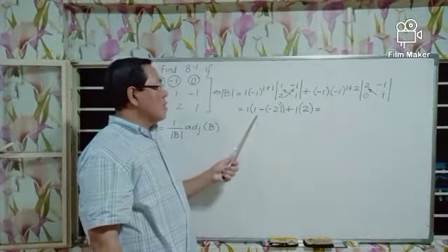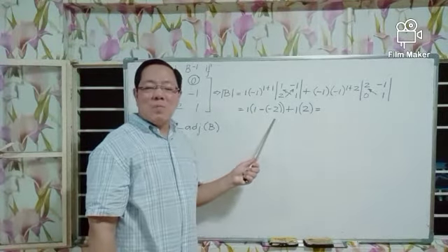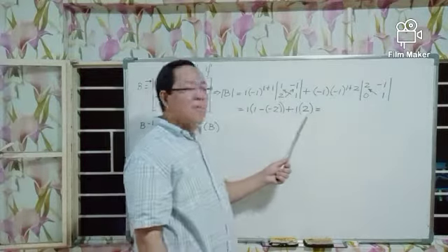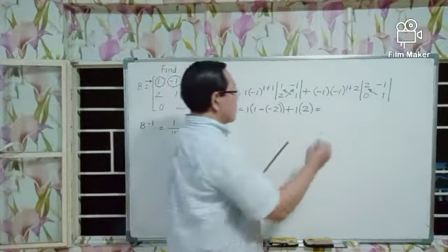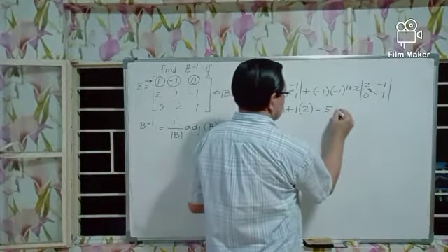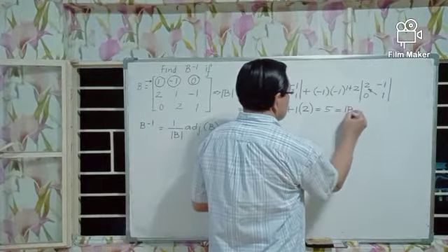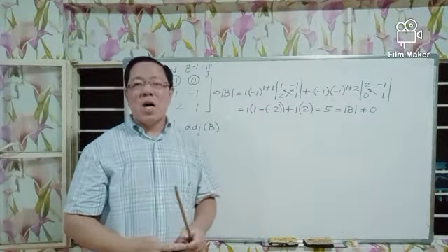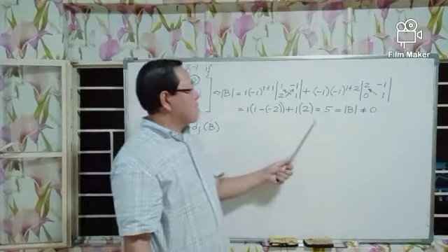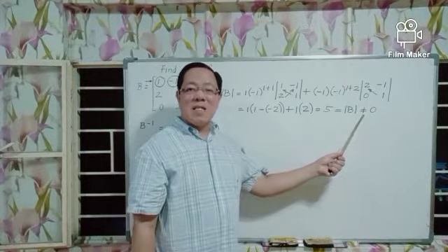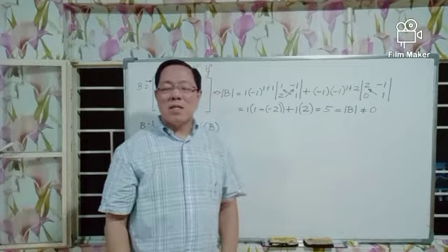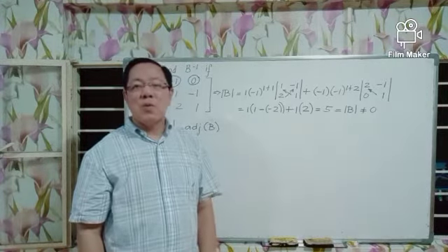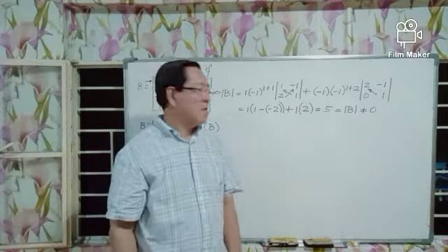And we simplify. Negative times negative 2 is positive 2. Plus 1 is 3. Multiplied by 1 is 3. And 3 plus 2 is 5. Thus, the determinant of the square matrix B is positive 5, and positive 5 is not equal to 0. Thus, we conclude that matrix B has an inverse matrix. So we proceed to find the adjoint of matrix B.